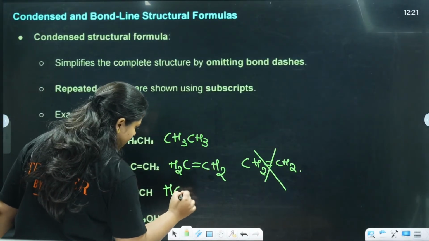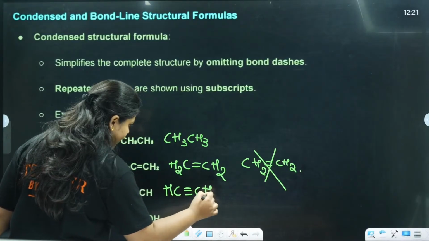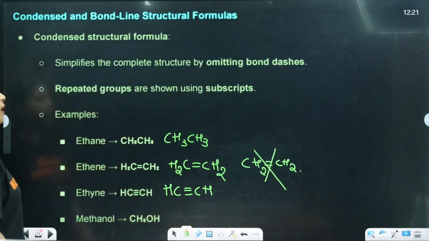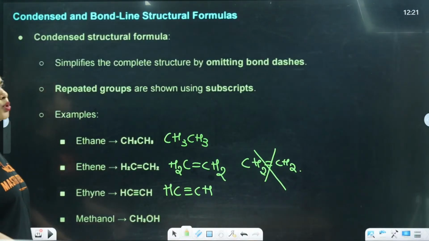Ethyne, that is also a CH. See here, the carbon triple bond is happening in between them. Right? So methanol also is CH3OH. In this way you need to understand how we use the things.